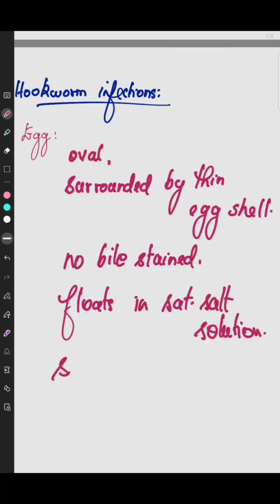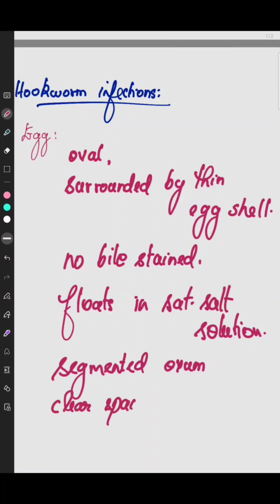You can't differentiate between the eggs of Ancylostoma duodenale and Necator americanus because they are morphologically indistinguishable in the saline mount. There will be a clear space present between the eggshell and the embryo. Remember guys, there will be 4 blastomeres present in the ovum. And then egg counting is also done, the number of eggs per gram of stool, Kato-Katz technique. Stool culture can also be done by the agar plate technique. And the Harada-Mori filter paper tube method is also done.